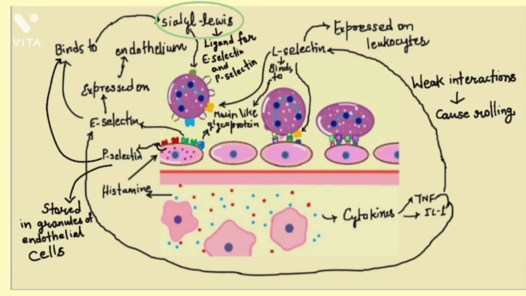Sialylated oligosaccharide, Sialyl Lewis X, which is present on surface of leukocytes, serves as ligand for E-selectin and P-selectin. And mucin-like glycoprotein present on endothelium is ligand for L-selectin. These interactions between ligands and selectin molecules are weak, so leukocytes attach to endothelium and soon detach. As a result, rolling occurs.